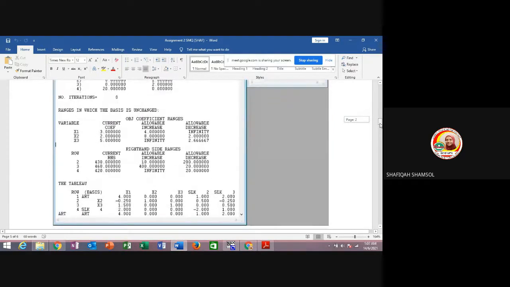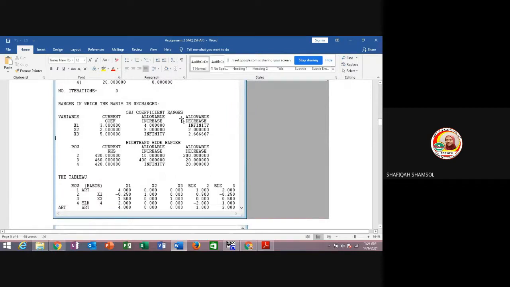Okay, for the objective coefficient range, D1 is from negative infinity until 4, D2 negative 2 until 8, D3 negative 2.6667 until infinity. And this is the RHS, the right hand side range, which is for D1 starting from negative 200 until 10, D2 20 until 400, D3 negative 20 until positive infinity. And this is the optimal tableau that we get for this LP problem.